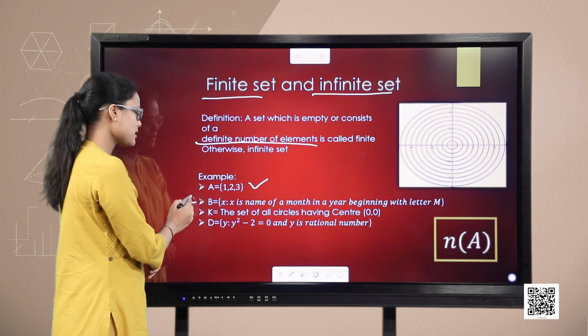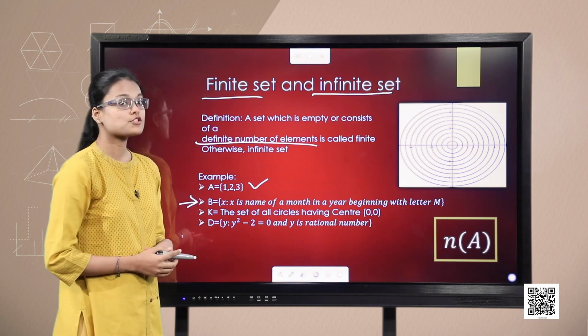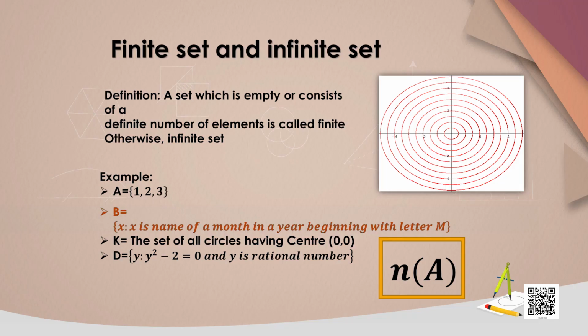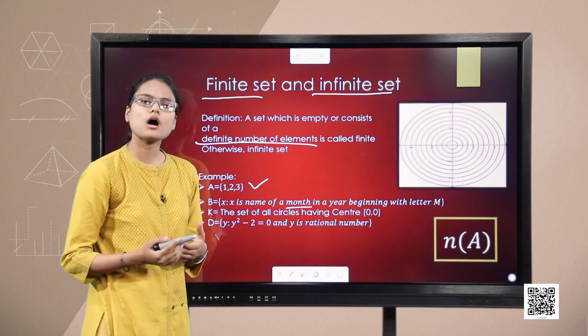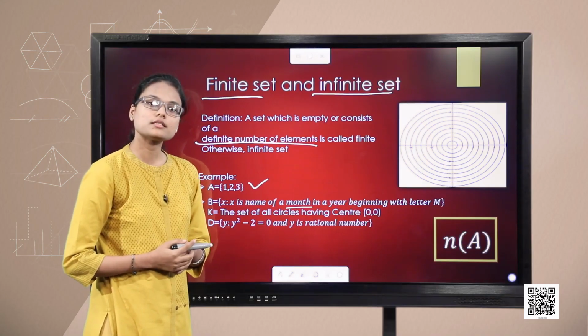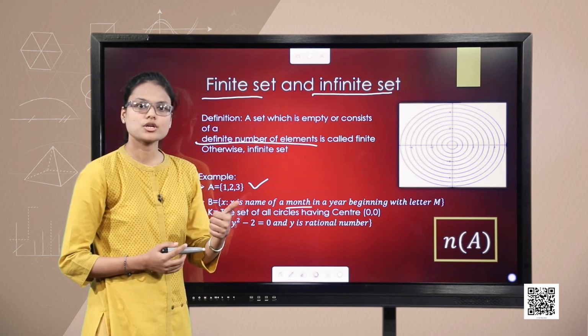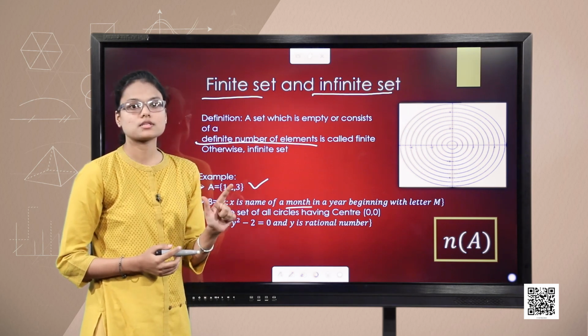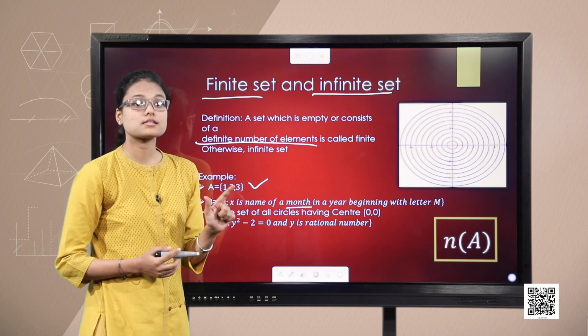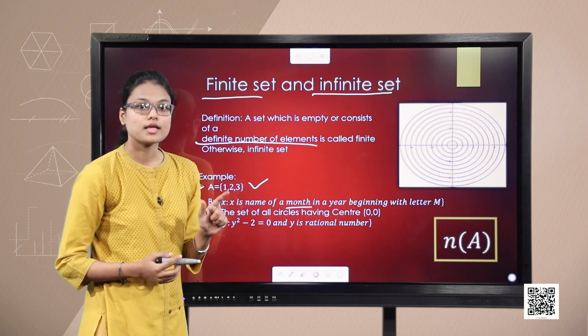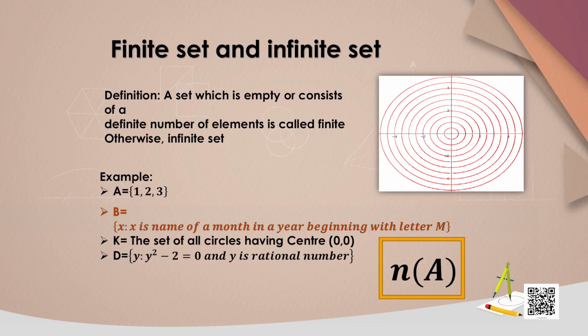Let us take the second example, set B. B consists of all the names of the months in a year beginning with letter M. How many months begin with letter M? March and May, 2 months. Yes, it again consists of a definite number. That means B is a finite set.